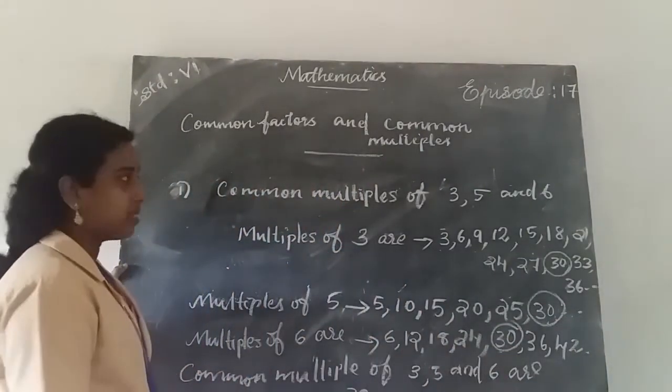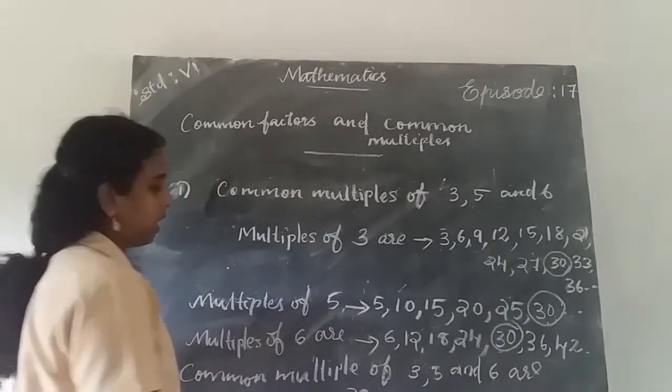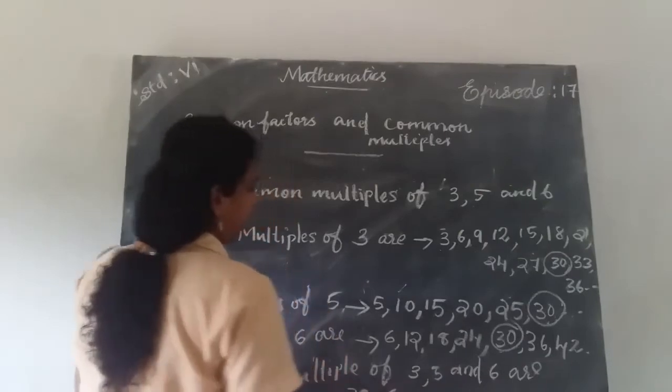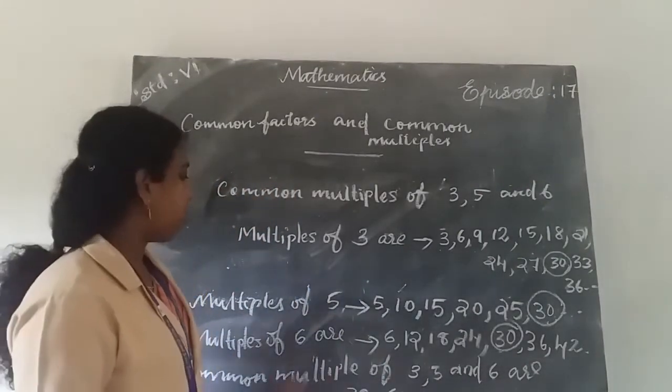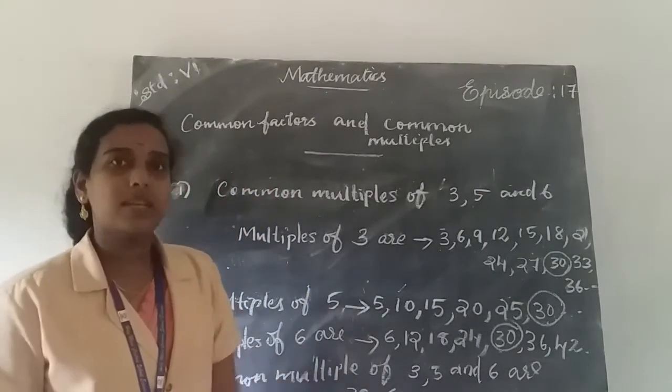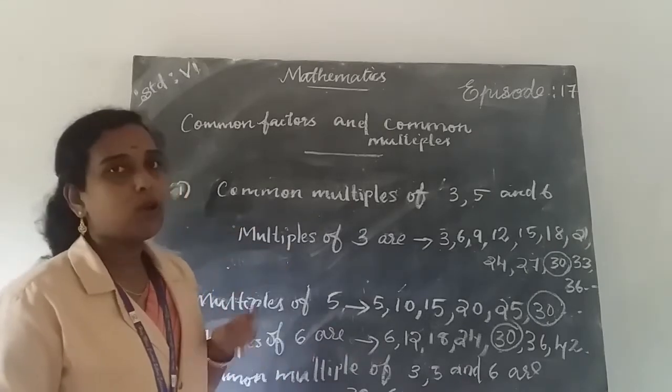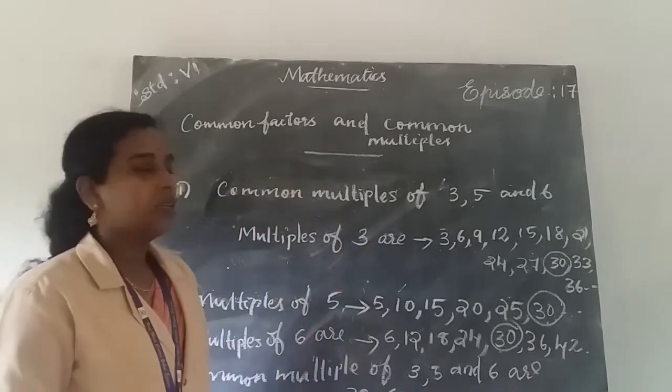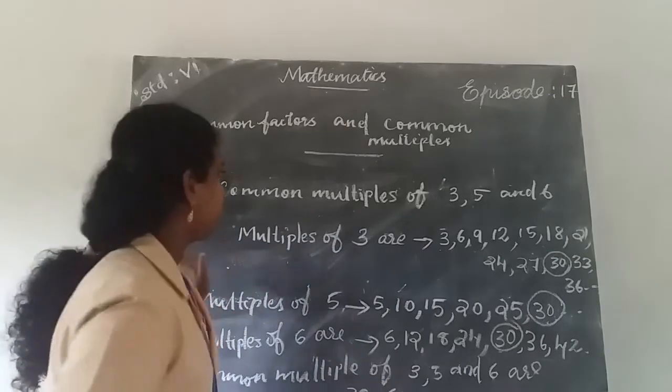We can find that 60 is also a common multiple. 30 and 60 are the common multiples of 3, 5 and 6. Like that we find the common multiples of any 2 or 3 or more numbers. Okay.